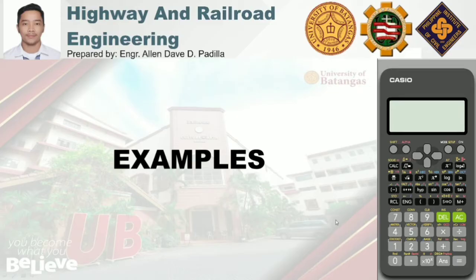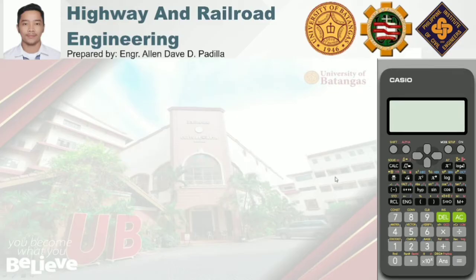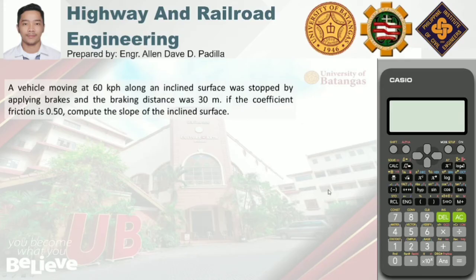Okay, so let us have an example. Number 1. A vehicle moving at 60 km per hour along an inclined surface was stopped by applying brakes and the braking distance was 30 meters. If the coefficient of friction is 0.5, compute the slope of the inclined surface. So, simple lang.